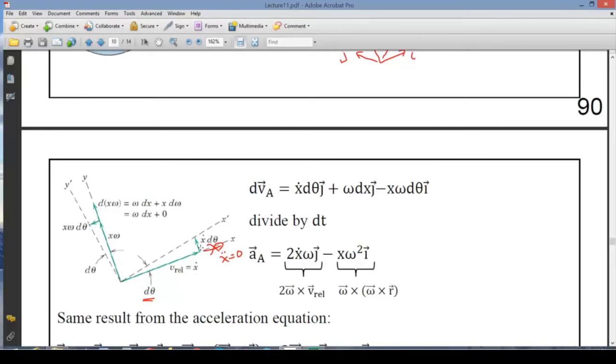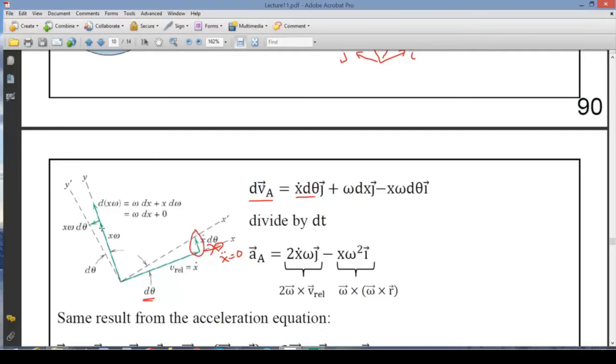So this change here of x dot is x dot d theta, and it is in the j direction, it is in the y direction. So there is x dot d theta as a result of that. We are taking a look at the change in the velocity of A, by the way. So these are the changing vectors.